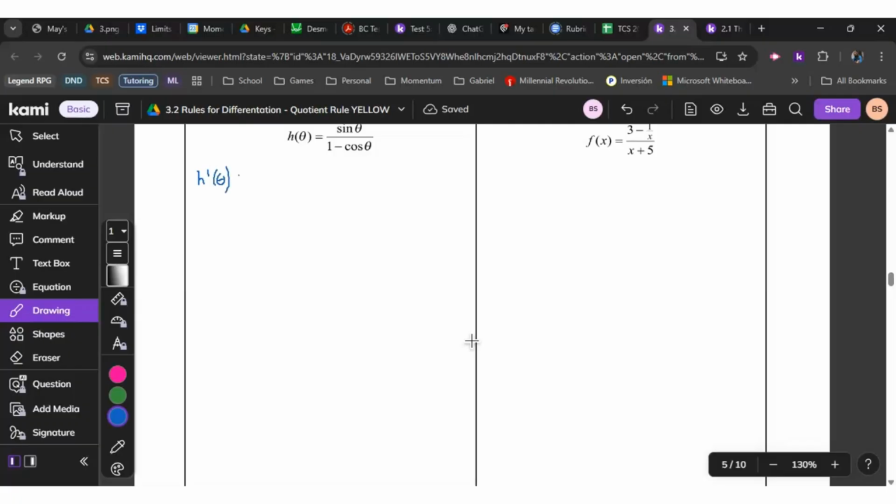Okay. H prime theta. Let's do it. Ready? Low, d high, minus high, d low. Now careful here. Negative cos theta, the derivative would be negative sine theta, which is really just positive sine theta. And 1 minus cos theta, its derivative is sine theta.